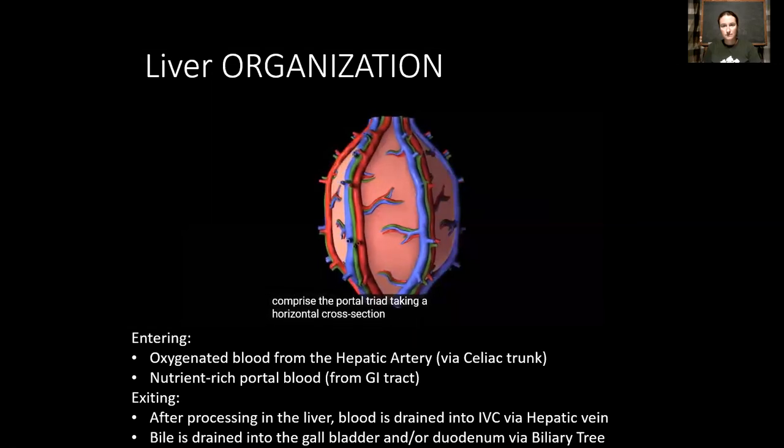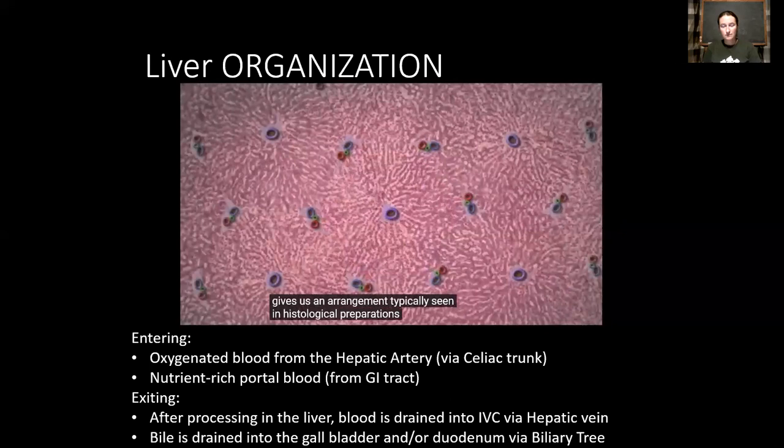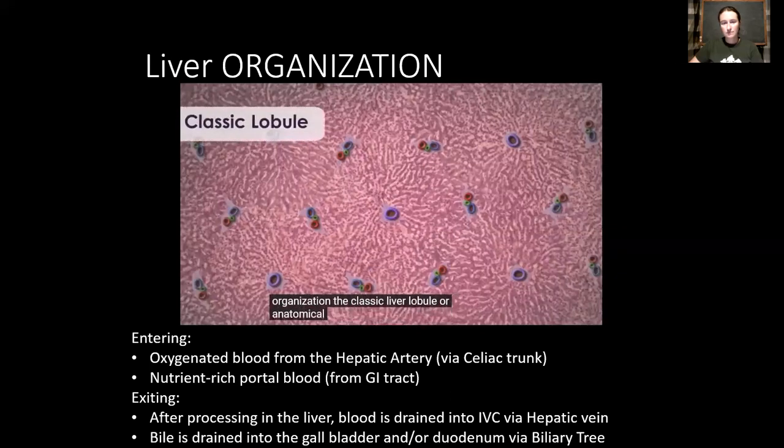Taking a horizontal cross-section of the lobule gives us an arrangement typically seen in histological preparations. In this view, we can identify the central veins and associated portal triads. There are two prevailing views of liver lobule organization: the classic liver lobule, or anatomical model, and the liver acinus.